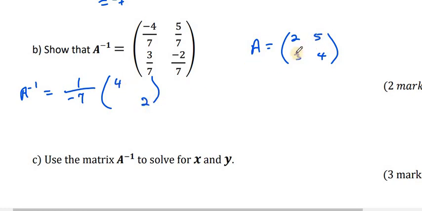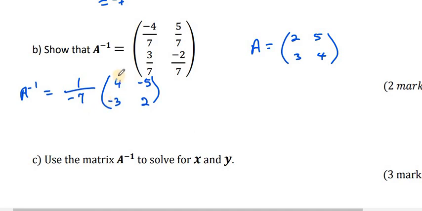Now what are we going to do with these entries in the non-leading diagonal? We keep them where they are. We do not switch them. Keyword, not. We do not switch them. But we change their signs. So this is positive 5, so we're going to make it negative 5. This is a positive 3. If we change its sign, it becomes negative 3. So this is representing the inverse, 1 over the determinant times the adjoint matrix.